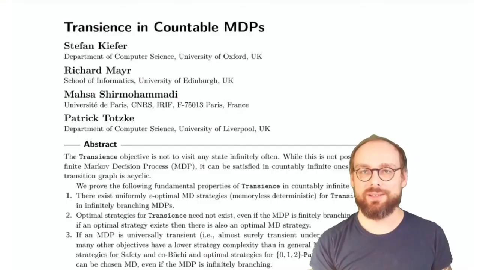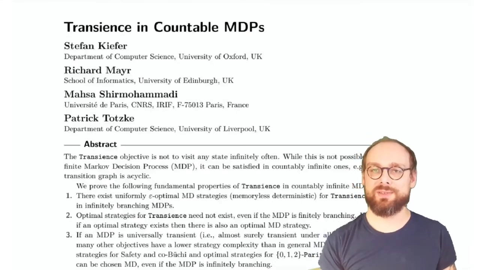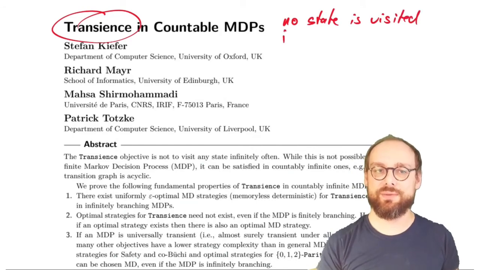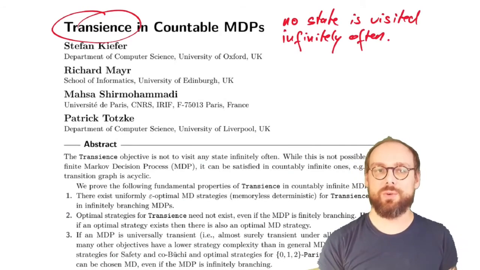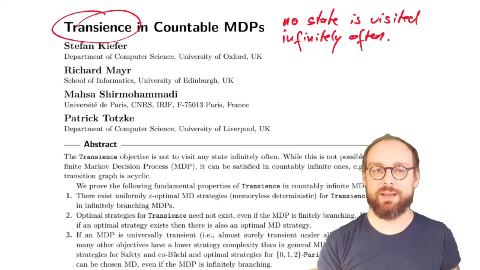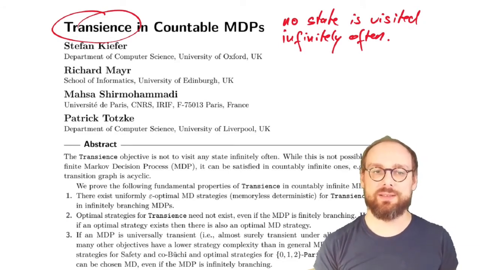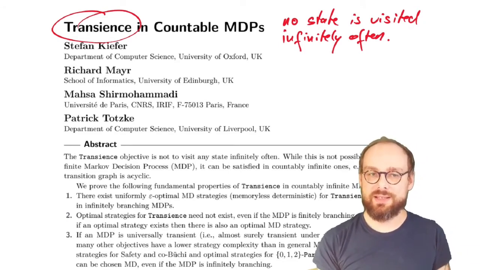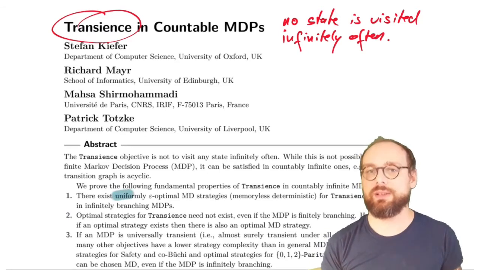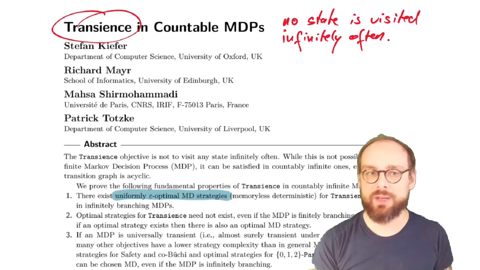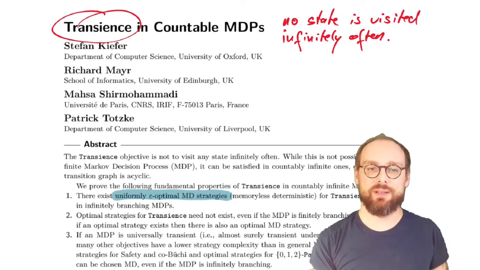In this paper, we study a new objective for Markov decision processes called transience, which asks that no state is visited infinitely often. This, of course, is only possible for infinite state MDPs. We are interested specifically in the internal complexity of strategies and show that transience admits very simple, namely memoryless and deterministic epsilon optimal strategies. This works even in the presence of infinite branching.